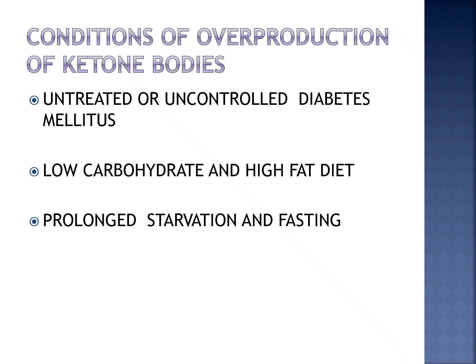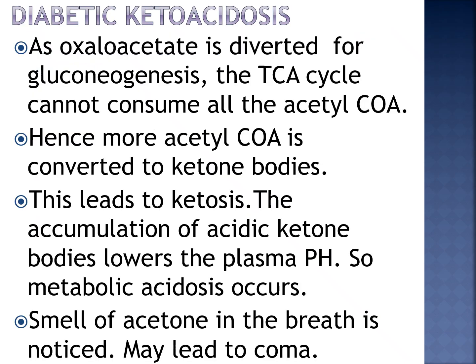The brain survives on ketones. That's your body's emergency backup system. Diabetic ketoacidosis. As oxaloacetate is diverted for gluconeogenesis, the TCA cycle cannot consume all the acetyl-CoA. Hence, more acetyl-CoA is converted to ketone bodies. This leads to ketosis. The accumulation of acetone and acidic ketone bodies lowers the blood pH. So, metabolic acidosis occurs. Smell of acetone in the breath is noticed, which may lead to coma.